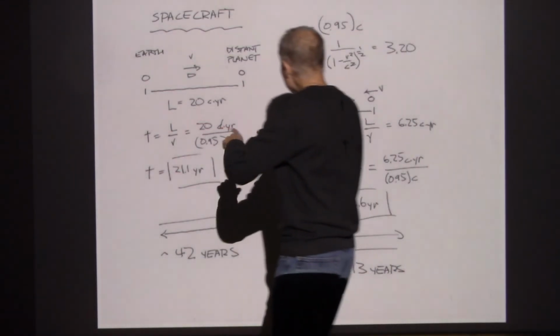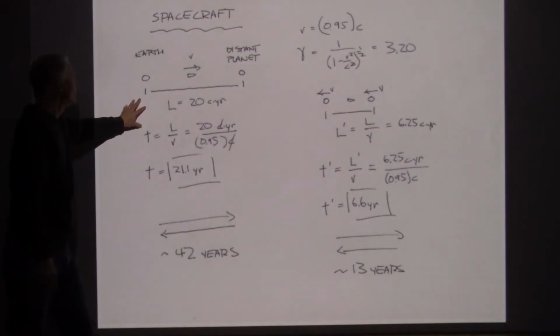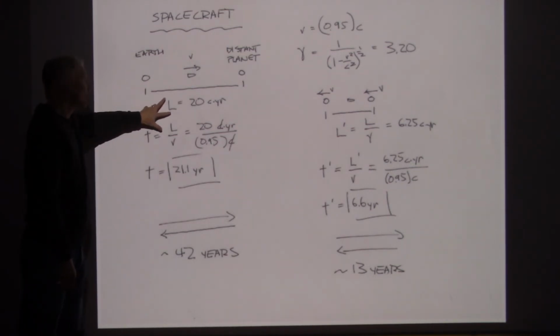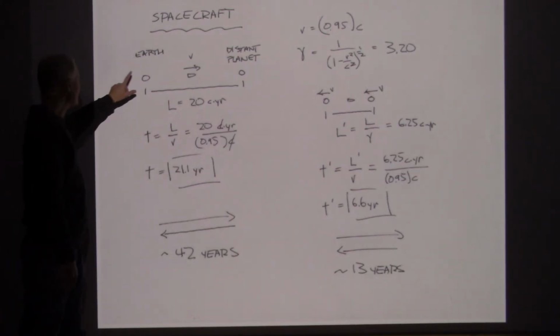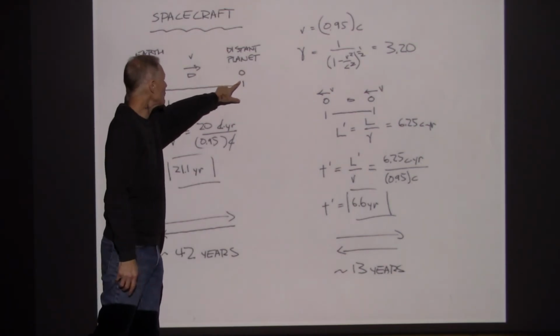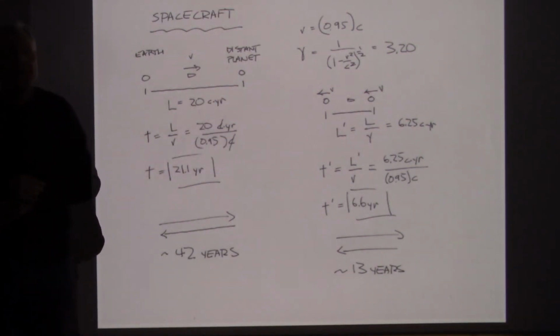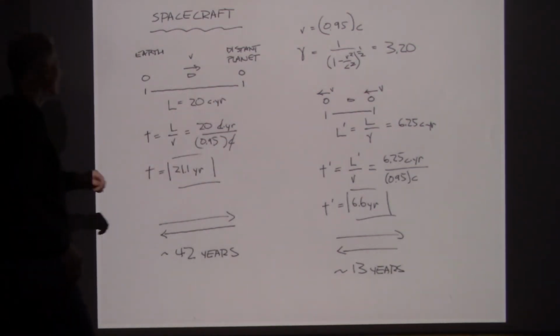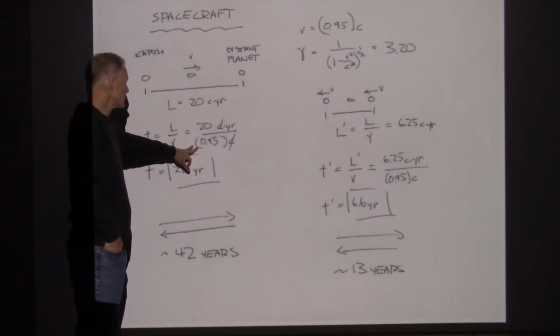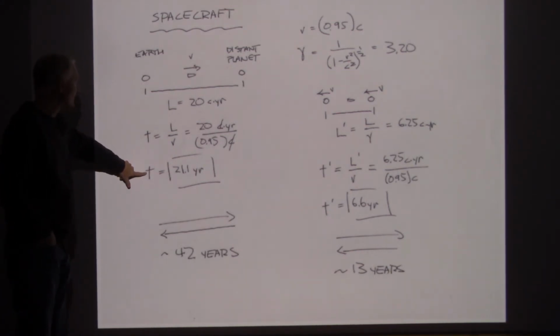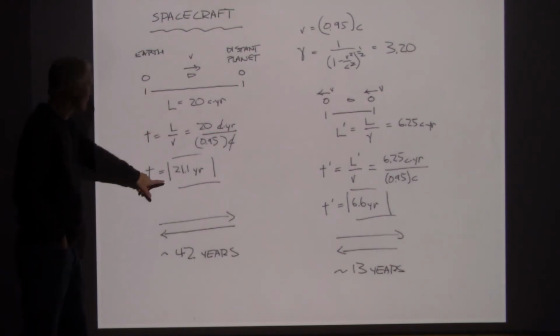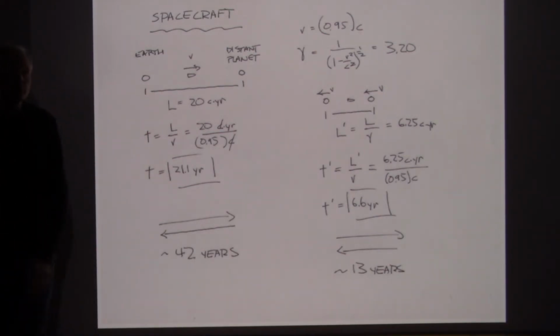Now let's go back to the Earth's reference system. In the Earth reference system, the distance was 20 light years. And so the amount of time while the spacecraft traveled from Earth out to the distant planet is going to be given by 20 light years divided by 0.95 c. The factors of c cancel like before, and the amount of time that takes place on Earth and on the distant planet, which are both in the same reference frame, is 21.1 years.